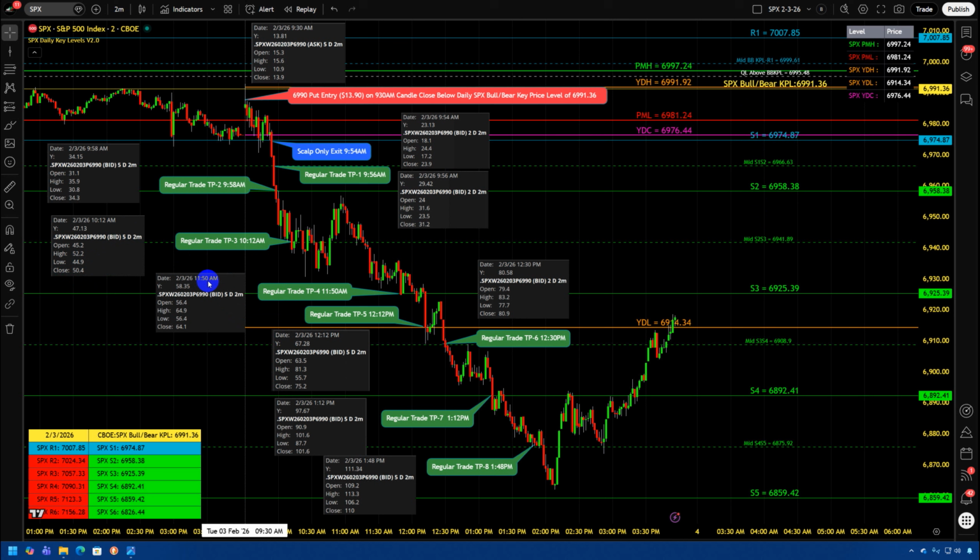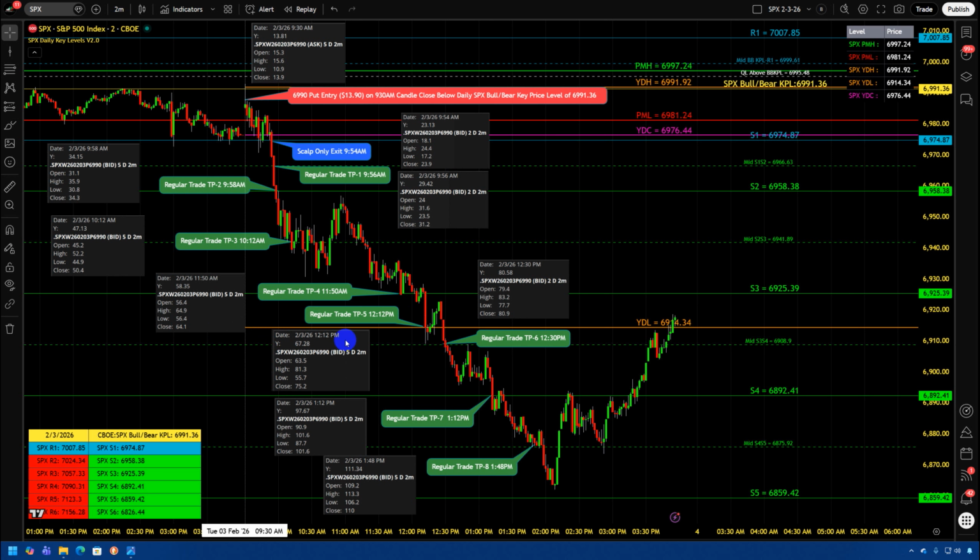Now here at 11:50 a.m., we have a hit of TP4, which is at the S3 level, starting from the bull bear key price level, and now we have a full 3-level move in your favor, and this is now in today's session TP4, as this is the 4th profit target starting after the TP1 target up here. The bid now on the 11:50 a.m. candle is $64.10.